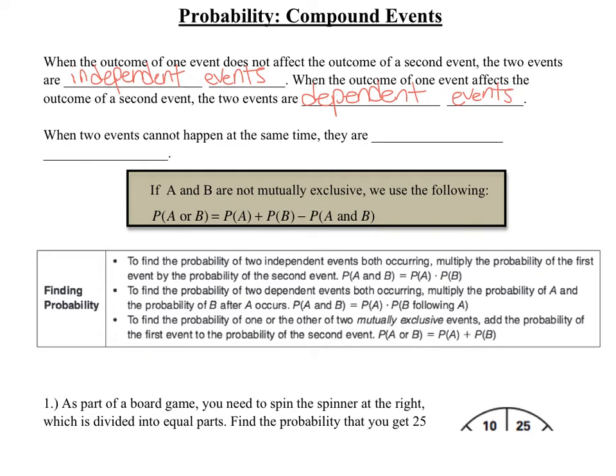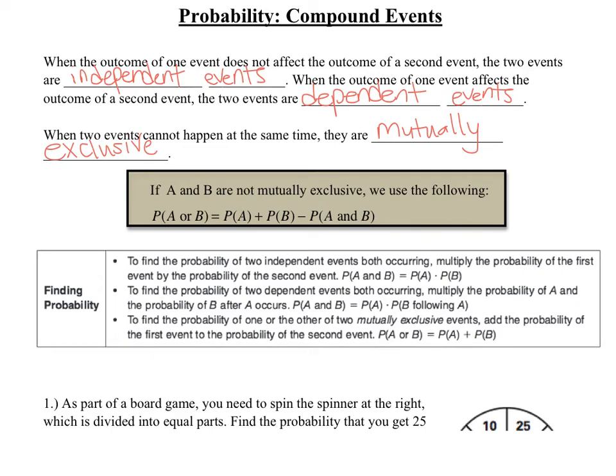When two events cannot happen at the same time, they are mutually exclusive. For example, being a girl versus being a boy. If A and B are not mutually exclusive, we use the following. The probability of A or B is equal to the probability of A plus the probability of B minus the overlap, minus the probability of A and B.